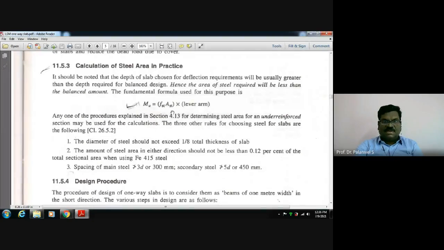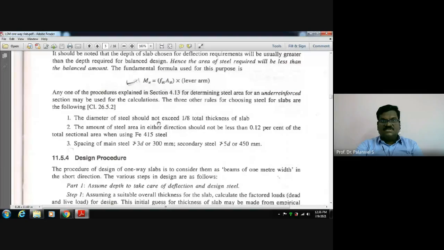And there are some other provisions. The diameter of the steel should not exceed 1/8 of the total thickness of the slab. You can provide 8 mm dia, 10 mm dia. Sir, can I use 12 mm or 20 mm? No, you can't use it. Why? Because it will exceed 1/8 of the total thickness of the slab. So the diameter of steel should not exceed 1/8 of the total thickness of the slab.